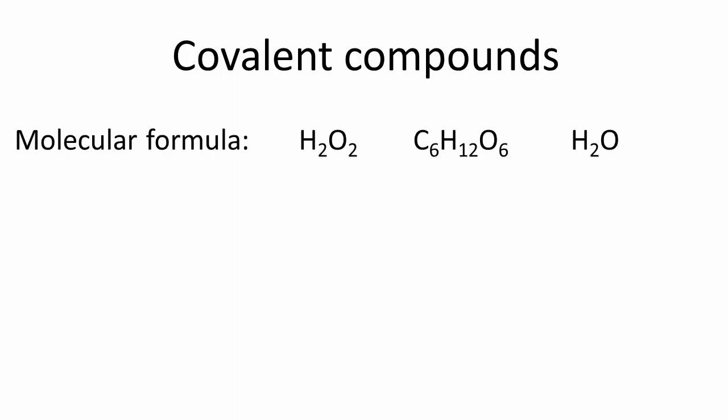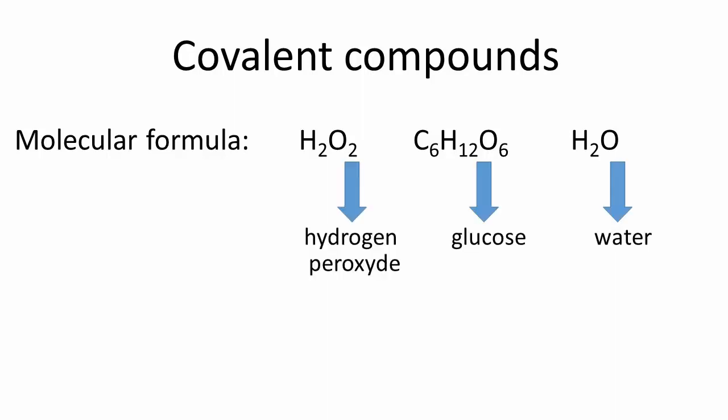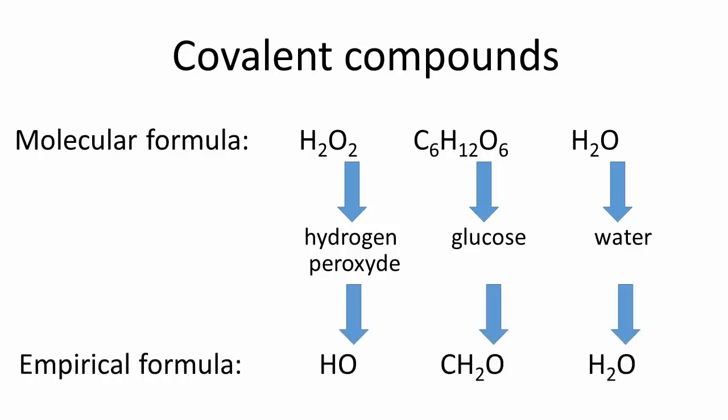The molecular formula gives the precise composition of a molecule. For example, hydrogen peroxide has a molecular formula of H2O2. The empirical formula is the simplest way of expressing the ratio of atoms within the compound. Therefore, the empirical formula of hydrogen peroxide is merely HO. In many molecules, for example H2O, the molecular and empirical formulae are one and the same.